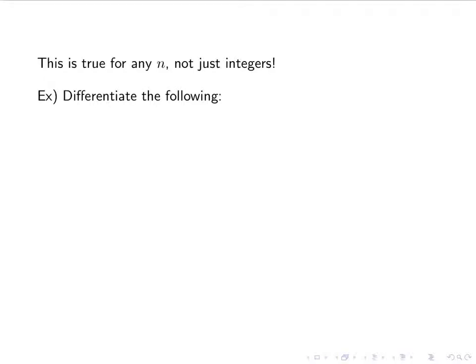So let's do a couple examples. We're going to look at f of x equals x to the 6th. If I want to differentiate it, I take my exponent 6, bring that down as the new coefficient, and then the new exponent is 6 minus 1. So I get 6x to the 5th. As the next example, we have f of x equals x to the negative 3. I bring down the negative 3 as my new coefficient, and I subtract 1 from my exponent. So I get negative 3 times x to the negative 4th.